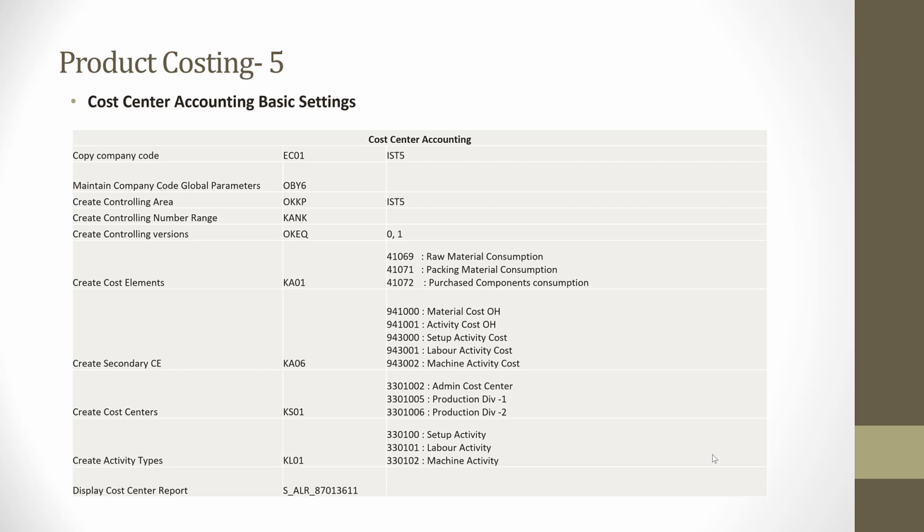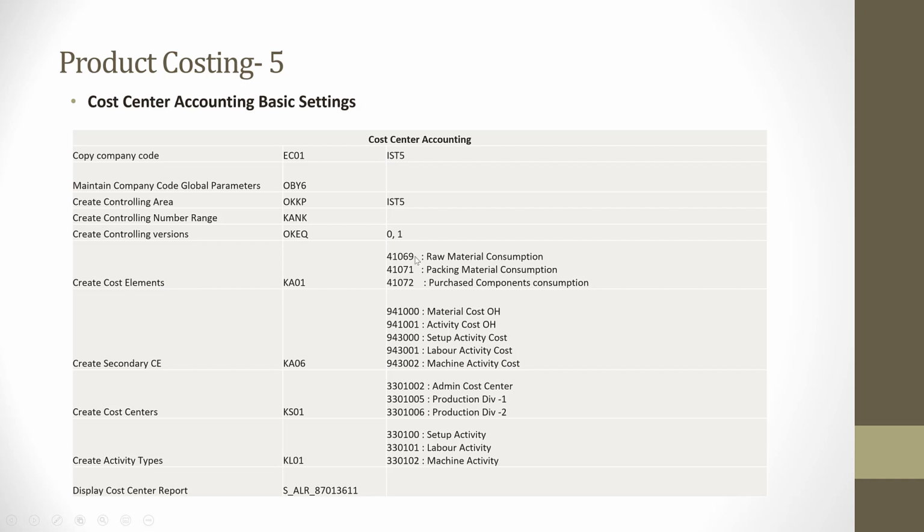This we have done in detail earlier. However, for the purpose of product costing, we are going to create some new cost centers, some new cost elements and activity types. So the key activities which we are doing are we're going to create a controlling version 01, controlling version 0, which takes the actual cost, and controlling version 1, which will take the planned cost. Version 0 takes both actual and planned cost.